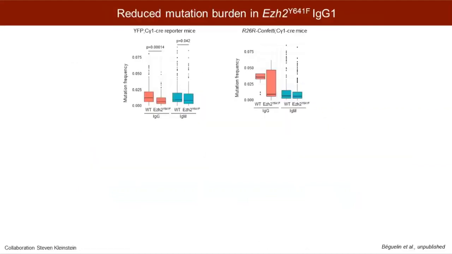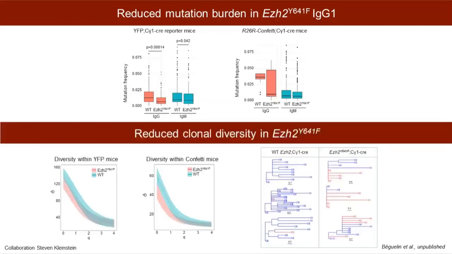And this is my last slide of results. We found a reduced number of mutations in mutant EZH2 IgG1 and similar mutation burden in IgM in both YFP and Confetti mice. And the reduced diversity of clones in mutant EZH2 mice with a clonal dominance in the light zone, as shown in the phylogeny trees of the clones on the lower right side of the slide. This light zone clonal dominance in mutant EZH2 mice further supports the results that these centrocytes are not re-entering the dark zone.